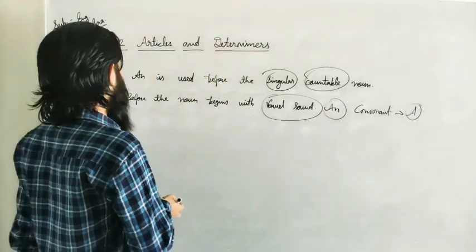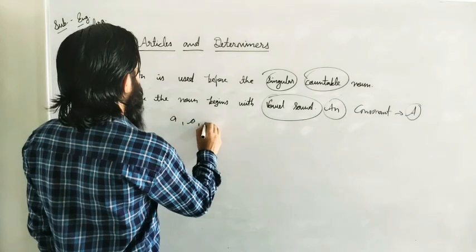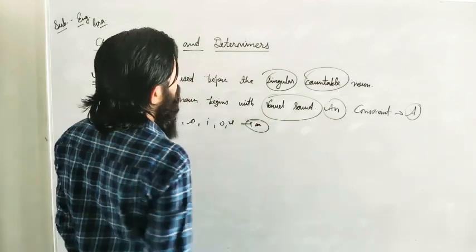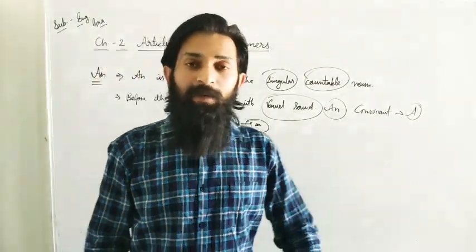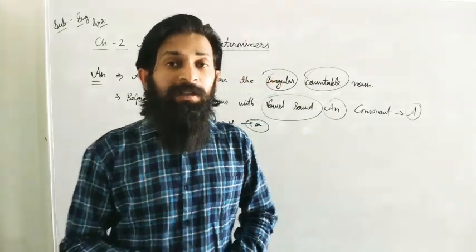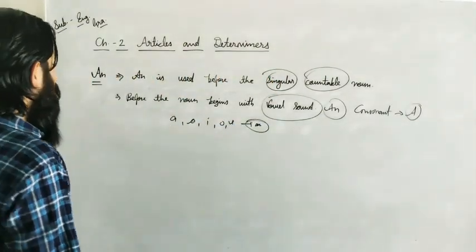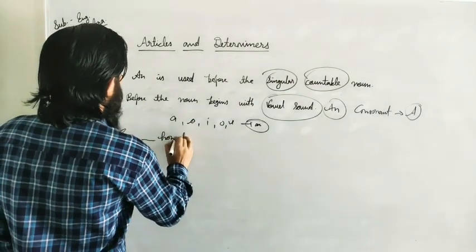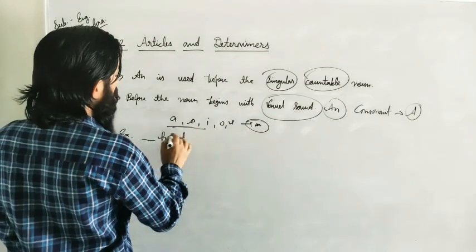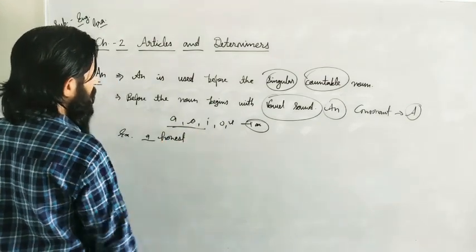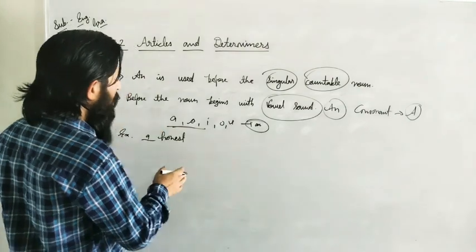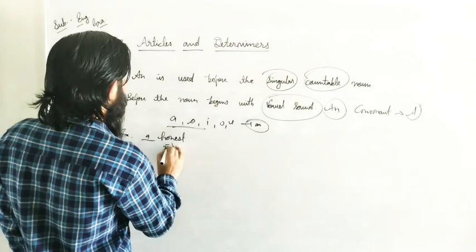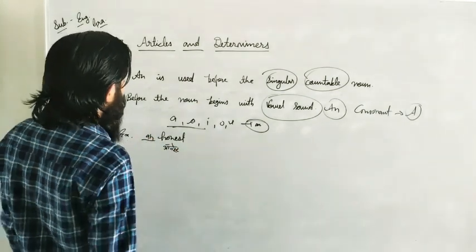Many times the students describe it like this: if any noun starts with a, e, i, o, u, then only you have to use 'an'. But dear students, that rule is not good. You have to focus on the sound of such nouns, like 'honest'. If we apply that rule, we would fill 'a' here. But if we go by the rule of sound, the pronunciation of 'honest' starts with a vowel sound, so we have to fill 'an' here.